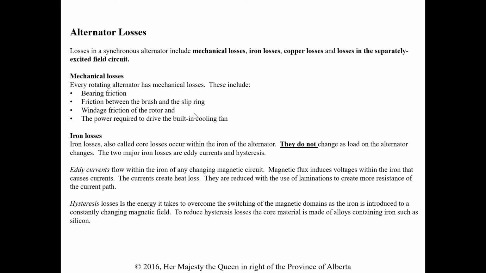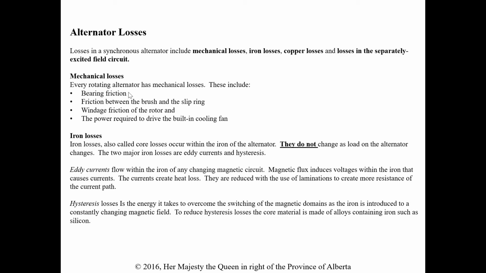So we talked about losses in transformers in third year as well. We had, well, not really mechanical losses in transformers because they don't have moving parts. But we definitely talked about iron losses, copper losses, okay? And then we have another separate portion of our losses for our alternator in the separately excited field circuit, okay? So in that electromagnet circuit, we have losses as well.